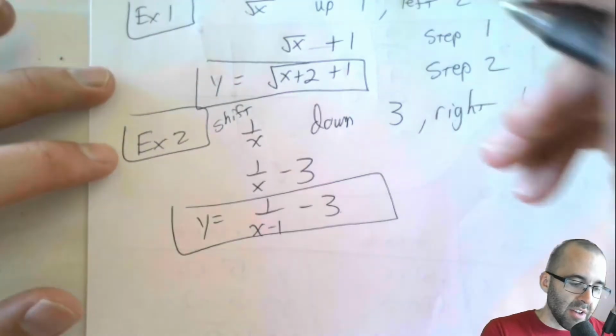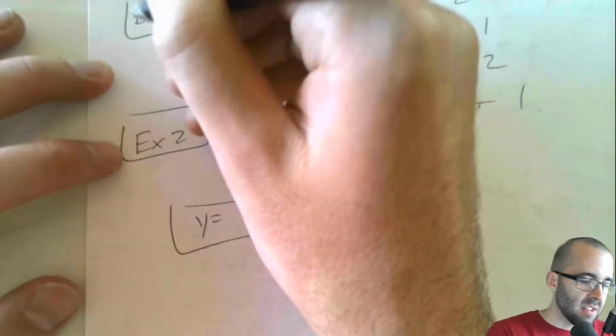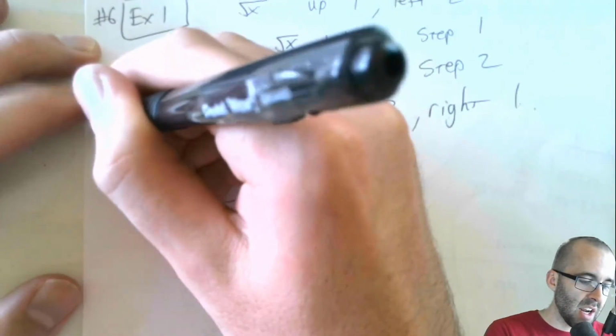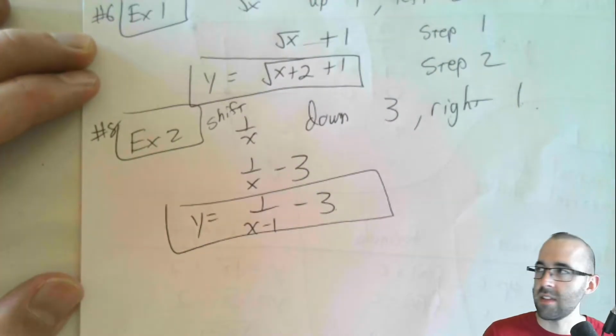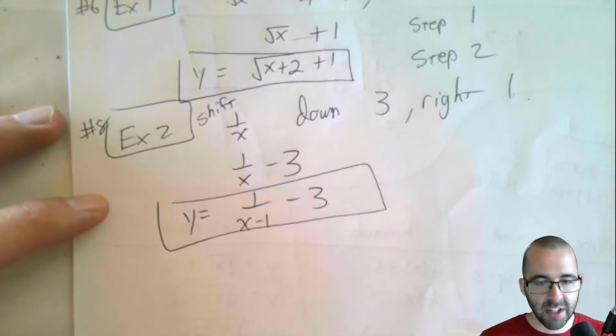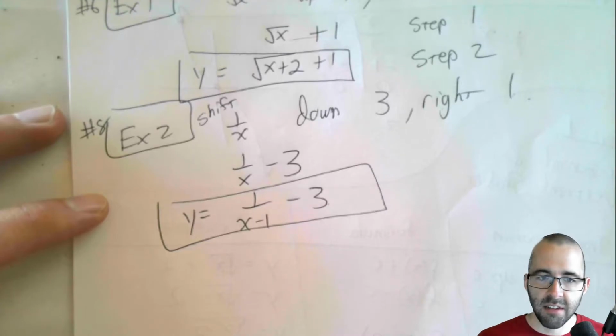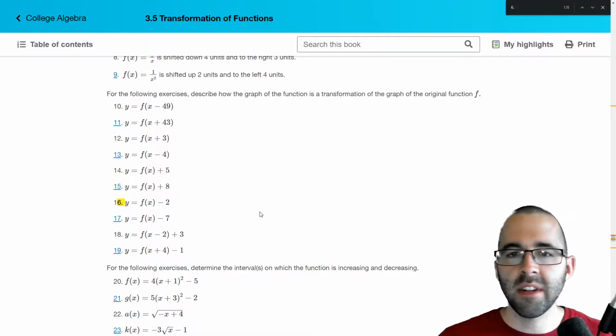So again, I'm not writing out the full problems, but this is number 6 and number 8 from the homework assignment. Very similar to the first couple of problems that you're going to have. Now let's jump a little bit to the next group of problems.